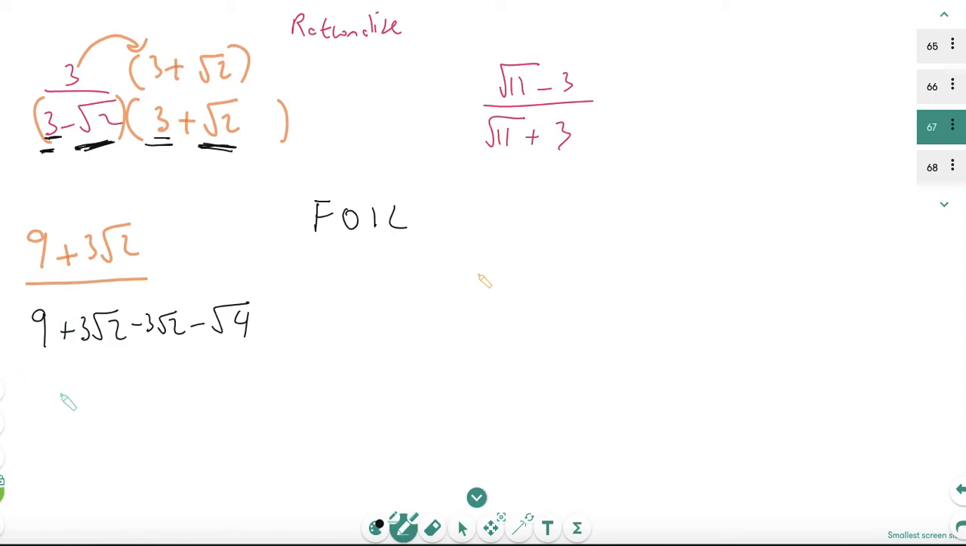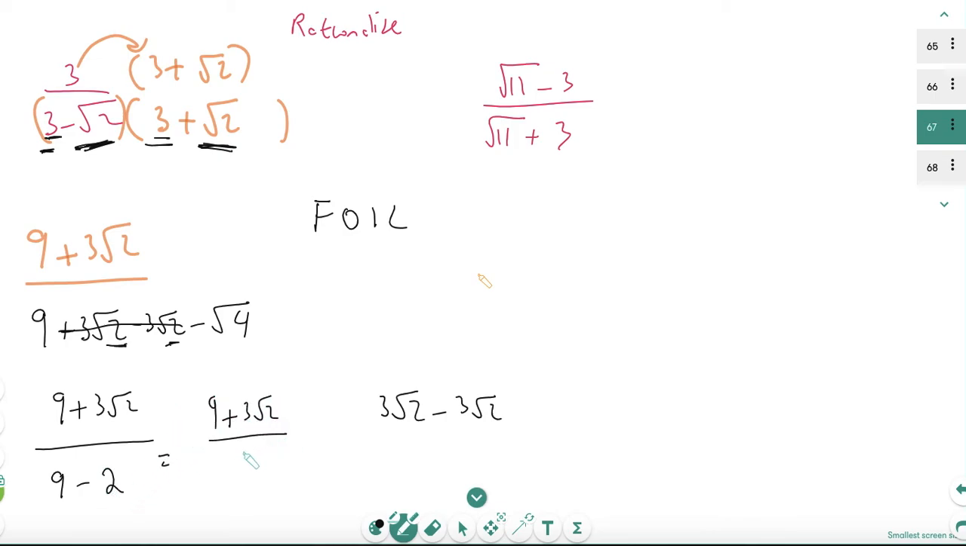Let's simplify. So the top's just going to be 3 root 2. Bottom, plus 3 root 2 minus 3 root 2. So since they're both root 2's, we can subtract them. Well, 3 minus 3 is nothing, so these just cancel each other out. 3 root 2 minus 3 root 2 is nothing. So it's going to be 9 minus root 4. The square root of 4 is 2. So it's going to be 9 plus 3 root 2 over 7.